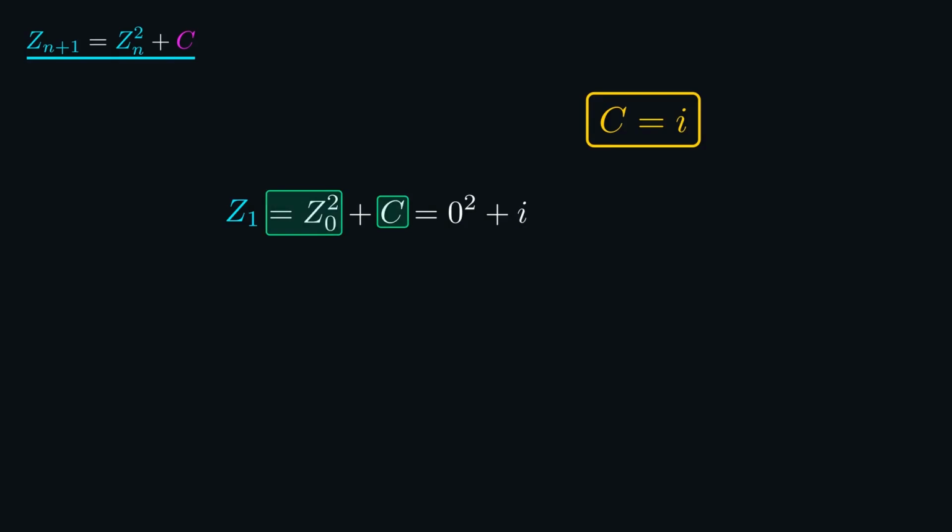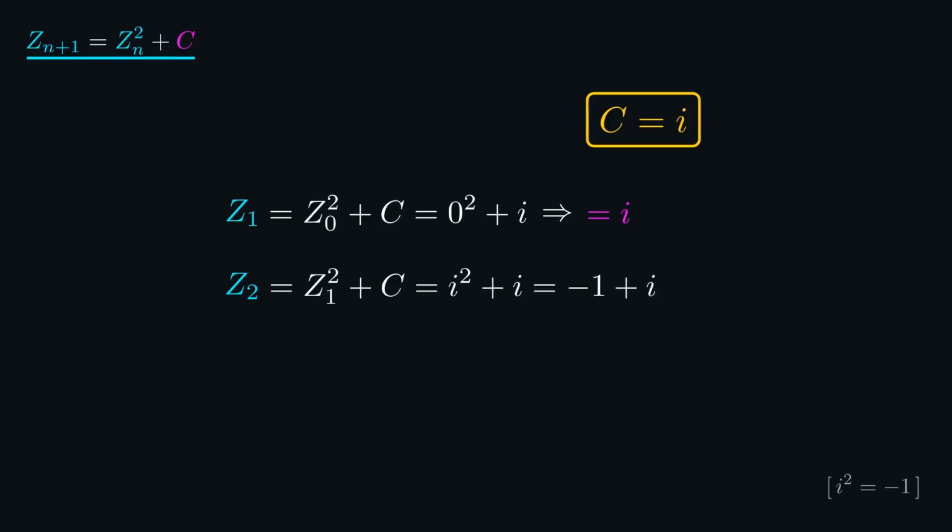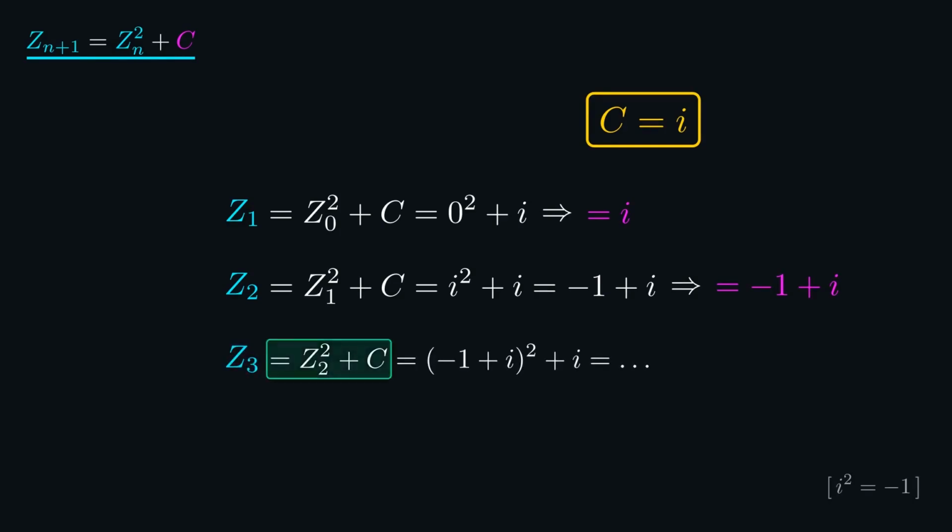Let us see the sequence for a specific value of c, for c equals i. Now if we want to calculate the value of z1, we put c equals i and n equals 0 here. In place of z0 we can put 0 and in place of c we can put i, and we get z1 equals i.